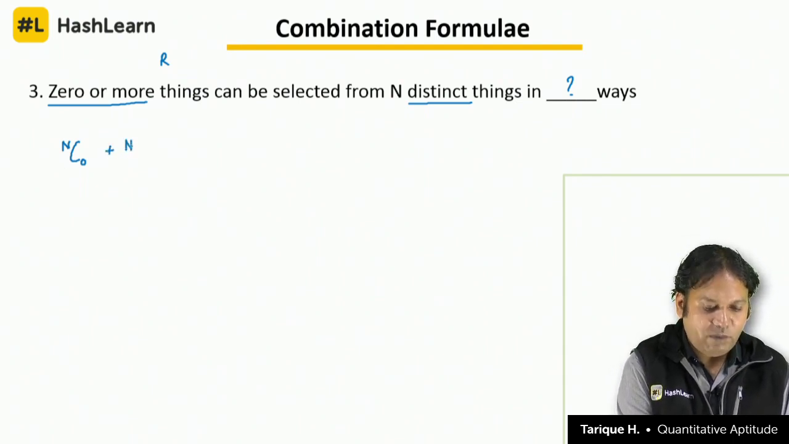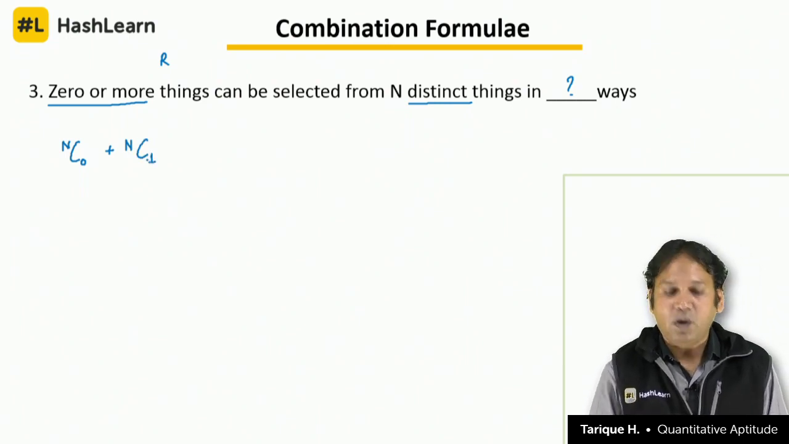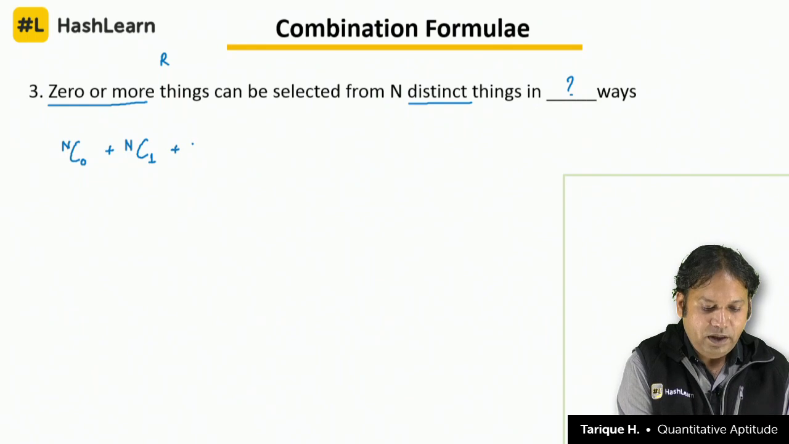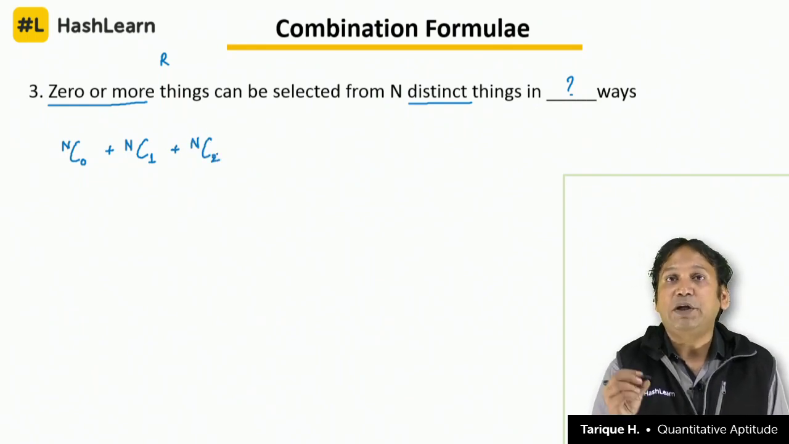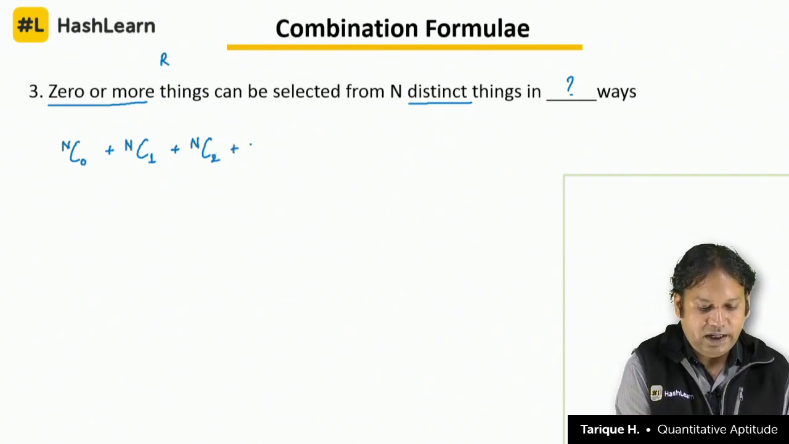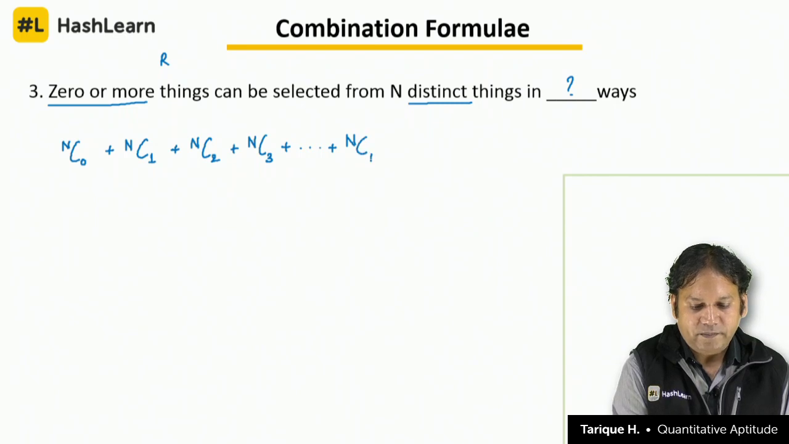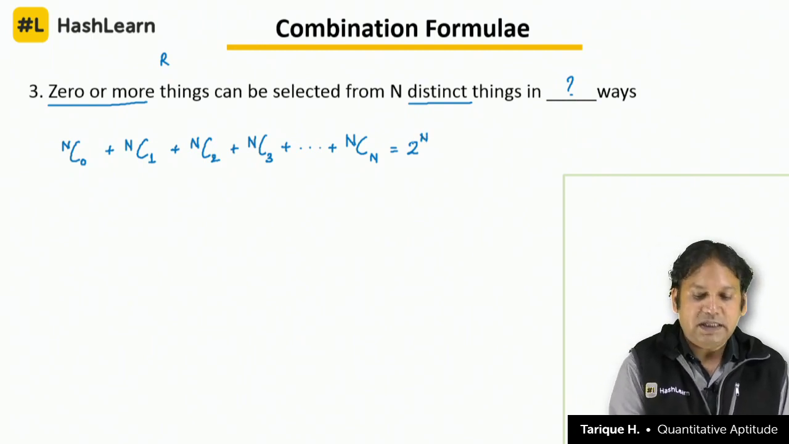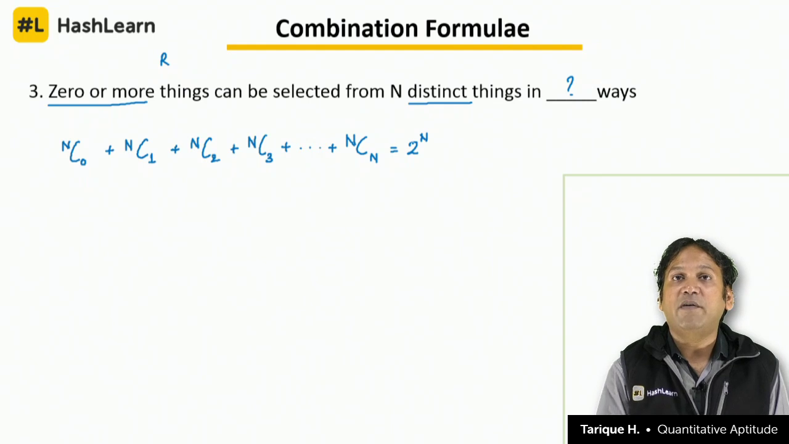So that means, or means addition, or you can select 1, so you get NC1, or that means again addition, you get NC2, selecting 2 things from n, or selecting 3 things from n, and so on till you select NCn. And you should know that this total is equal to 2 power n.